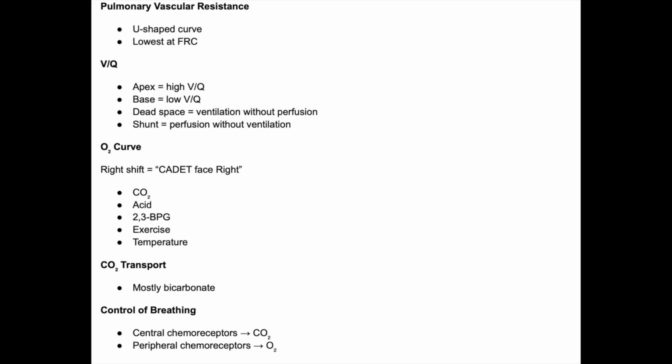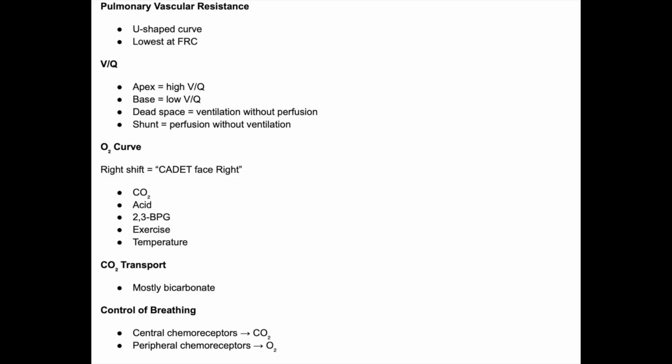Ventilation-perfusion relationships are gravity-dependent. The apex has a high VQ, remember high in the sky, relatively more ventilation than perfusion. The base has low VQ, low down low, relatively more perfusion than ventilation. Dead space is ventilation without perfusion, like pulmonary embolism. Shunt is perfusion without ventilation, like severe pneumonia.